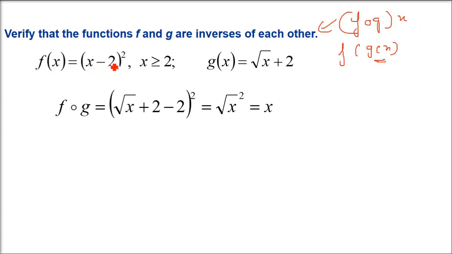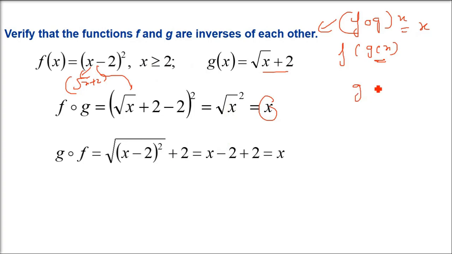So f∘g, let us find out f of g(x). Composition, putting g(x) inside f. So in place of x, you have to put the square root of x plus 2. Just put it here. The 2 gets cancelled, the square root of x whole squared is x only. So you got x, and these two are inverses because the composition is going to give you x.